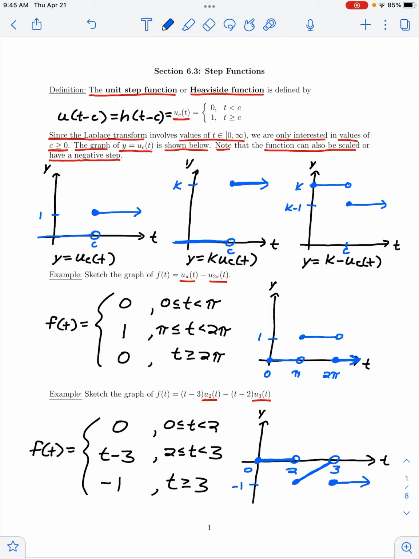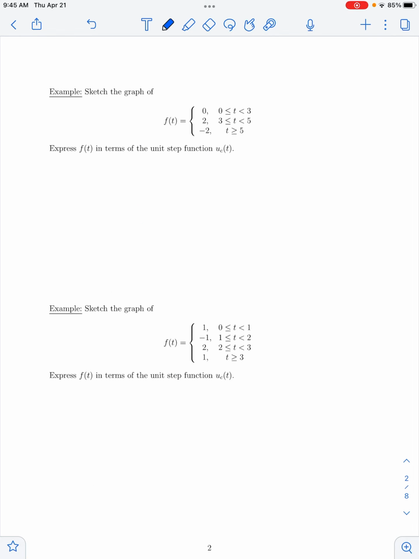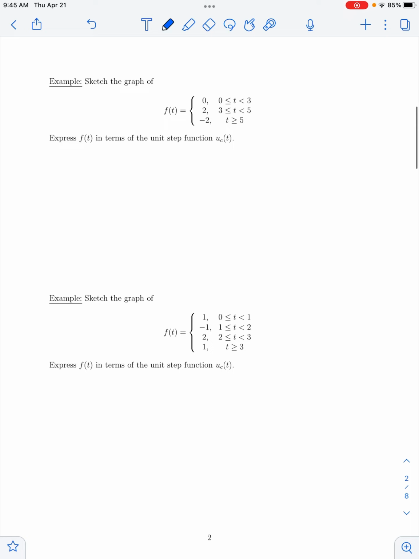So here we've defined our unit step function and had a little practice with graphing functions involving this unit step function. So let's look at some other examples working in the opposite direction. One nice property or one nice application of these step functions is that any piecewise defined function can be written in terms of a unit step function. So let's look at that here.